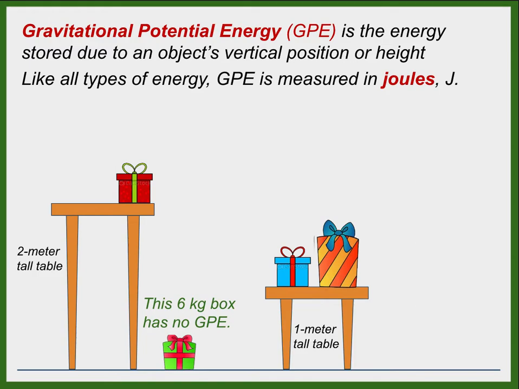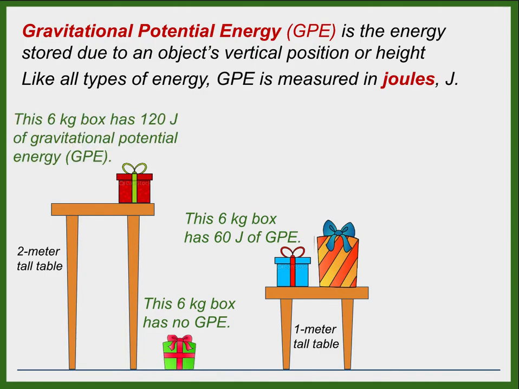Let's compare that with this blue box. The blue box is also a 6 kilogram box, but it's up above the ground, 1 meter above the ground. It ends up having 60 joules of gravitational potential energy. And if we look at the red box, which is also 6 kilograms, but it's 2 meters up, so it's at double the height, it will have double the potential energy. So the GPE is affected by the height of the object.